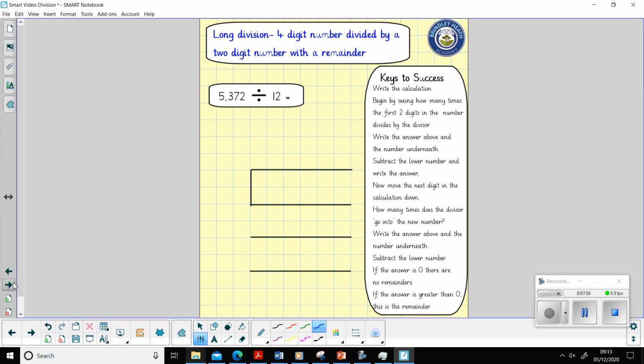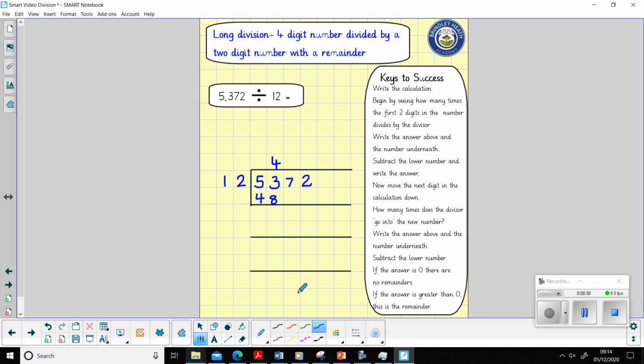Okay, let's go on to the final question. This time it's a 4-digit number divided by a 2-digit number with a remainder. So this time I'm doing 5,372, and I'm dividing that by 12. 2-digit number, so I go straight into thinking about how many 12s are in 53. Well, I know that 4 times 12 would take me to 48. So 4 goes at the top, and that would give me 48.